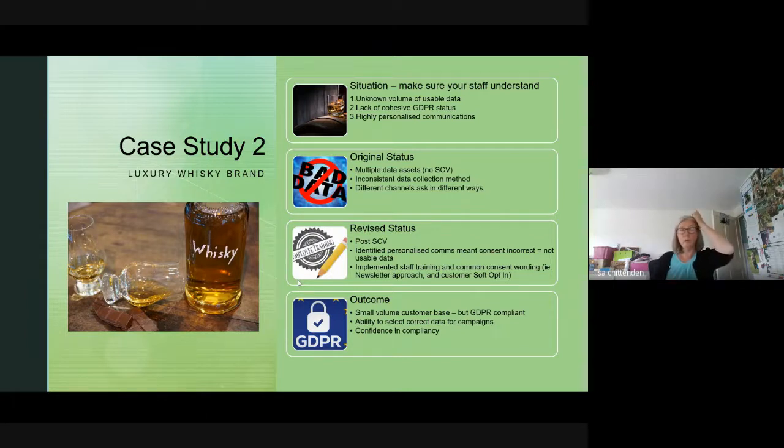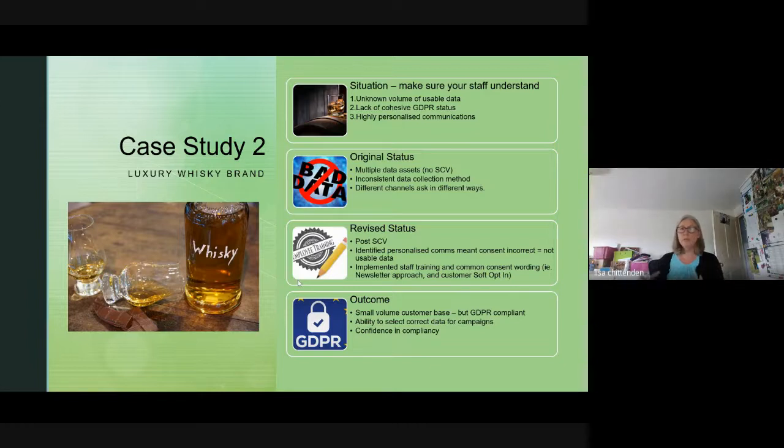And I wouldn't say we're surprised, because we see it quite often, but we often see in small and medium-sized businesses that those areas don't necessarily talk to each other, or they don't have a cohesive approach. The other area here is that, as a very highly personalized communication, there were also some rogue salespeople who had one-to-one relationships with people, and didn't have any documentation about those customers and their GDPR status.